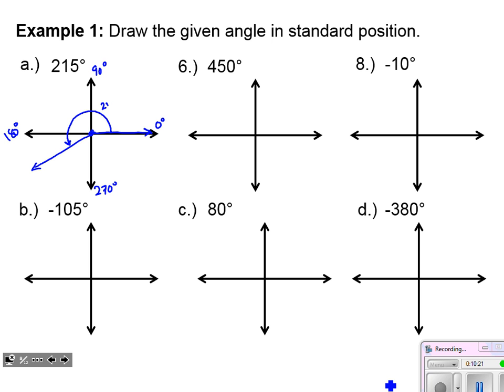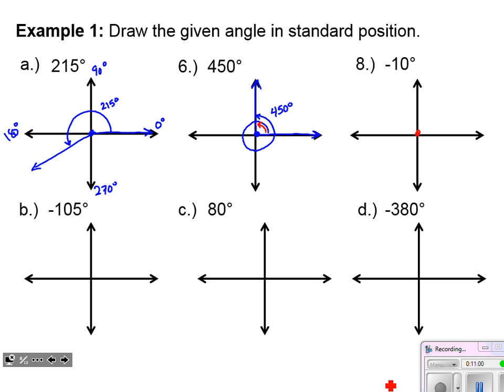Of course, we want to label that little arc that shows the rotation so we know exactly how many degrees we've moved. For number 6, 450, well, 90, 180, 270, 360, and then another 90 degrees. I end up with a perfect right angle there that's 450 degrees. And sure enough, if I subtracted 360, I would end up with a 90-degree angle as a coterminal angle. So it makes sense.